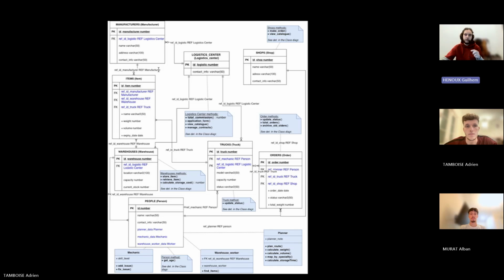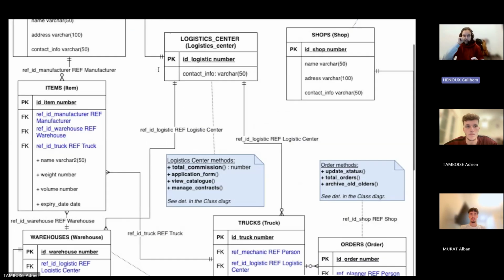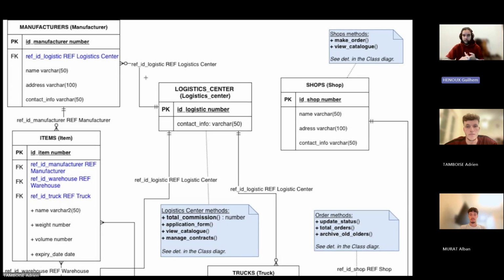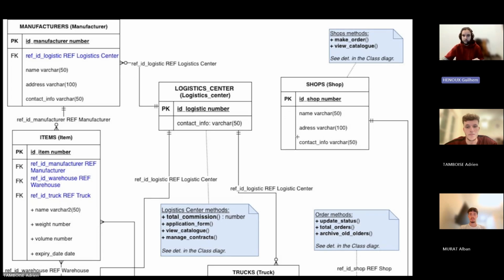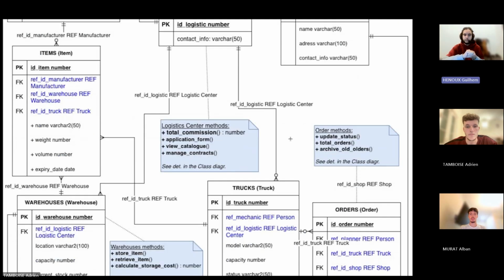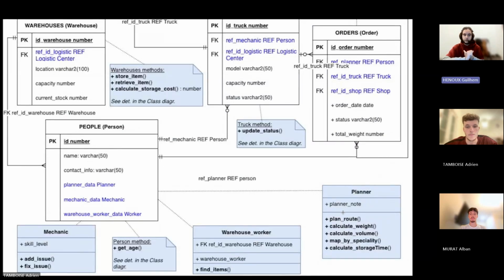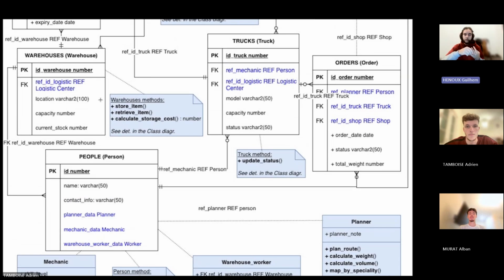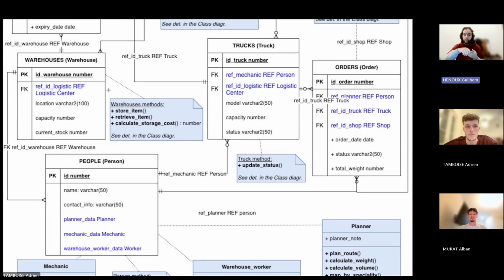The main entities in our database are the manufacturer with its ID, its name, its address, and its contact information. After that, we have the shop with, again, its ID, its name, its address, and its contact information. We also have a planner with several methods. Then we have the warehouse with its ID number, the location, the capacity, and the current stock number.